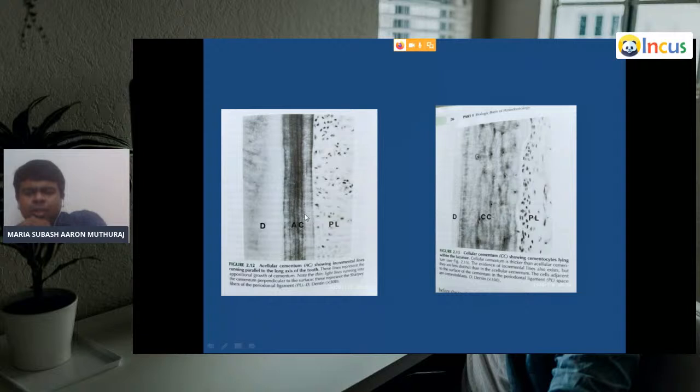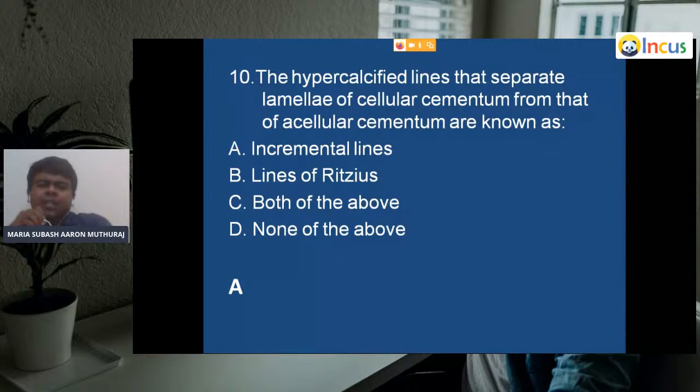Whereas in the cellular cementum, you can appreciate the presence of cementocytes, which are interconnected by lacunae. The incremental lines are visible but not very pronounced when compared to acellular cementum. In acellular cementum, the incremental lines are clearly visible. The answer for this question is: the hypercalcified lines that separate lamellae of cellular cementum from that of acellular cementum are called incremental lines.